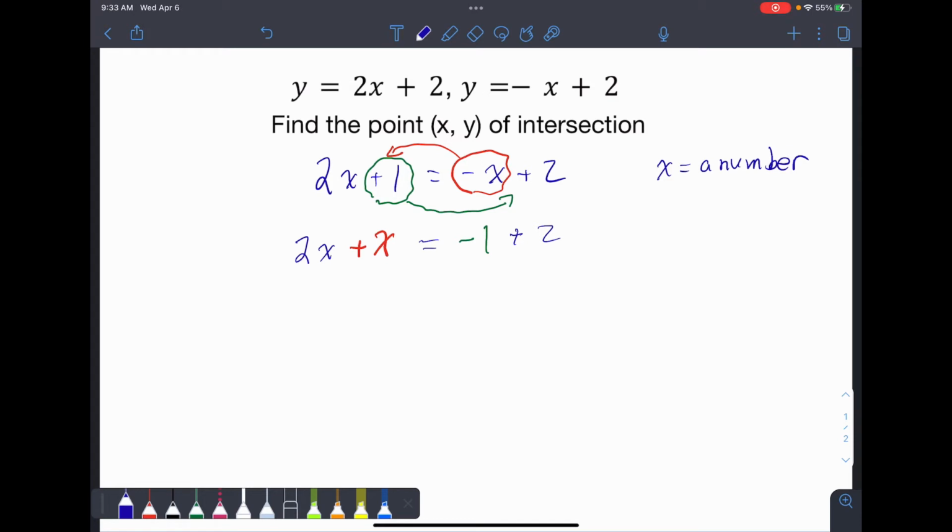Okay, I leave the other terms the same. I leave the 2x where it is, it doesn't change. The plus 2 over here, it doesn't change either. The only things that change are the minus x and the plus 1 because I move them from one side of the equation to the other. All right, let's look at the left-hand side. I have two terms that involve an x. I can combine them. They are like terms. So when I combine them, I add their coefficients. So there's a 2 and a 1. So this becomes 3x. And on the right-hand side, I combine the minus 1 and the plus 2 to get 1.